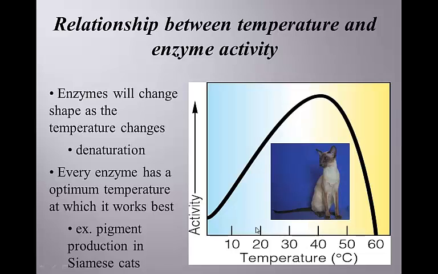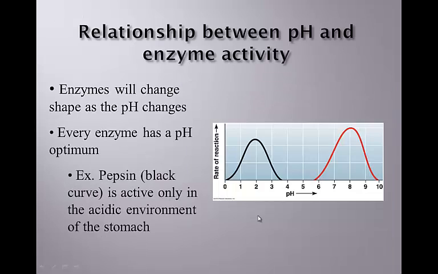Every enzyme has an optimum temperature. Make sure you review this. We'll go on to the second half of chapter 5. Every enzyme has an optimum pH, and every enzyme has an optimum of other conditions of the solution that promote its activity.